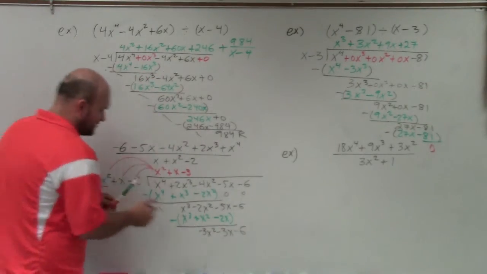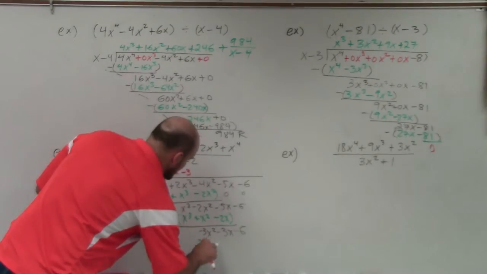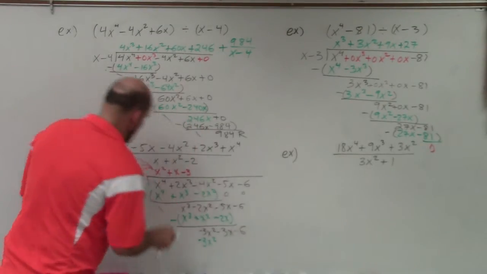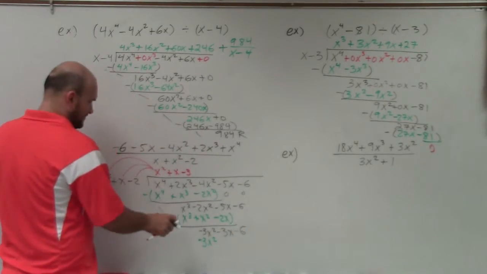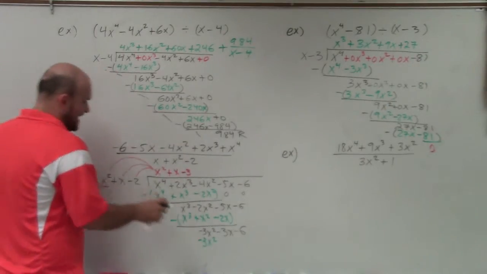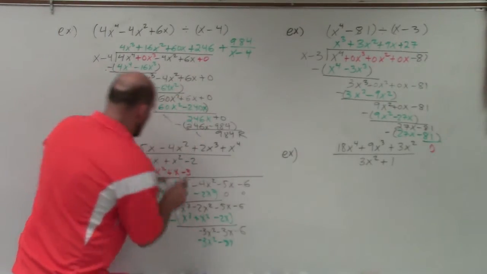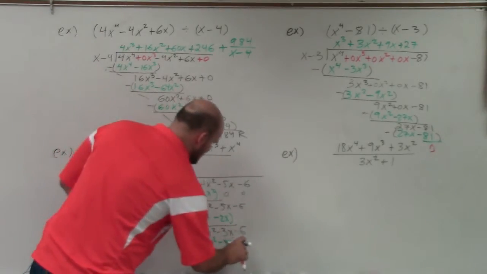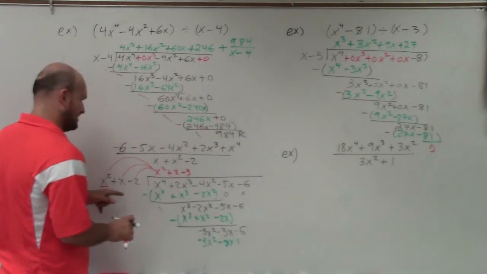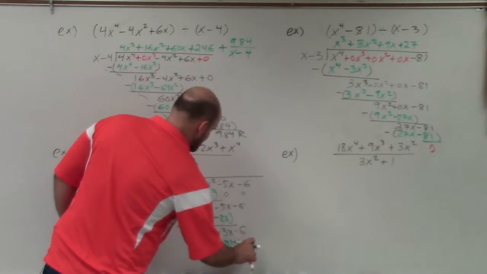Negative 3 times x squared is going to give you a negative 3x squared. Negative 3 times x is a negative 3x. And negative 3 times negative 2 is a positive 6.